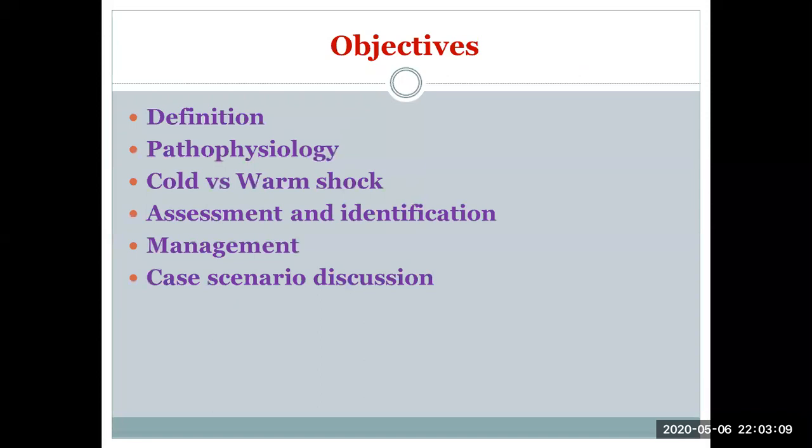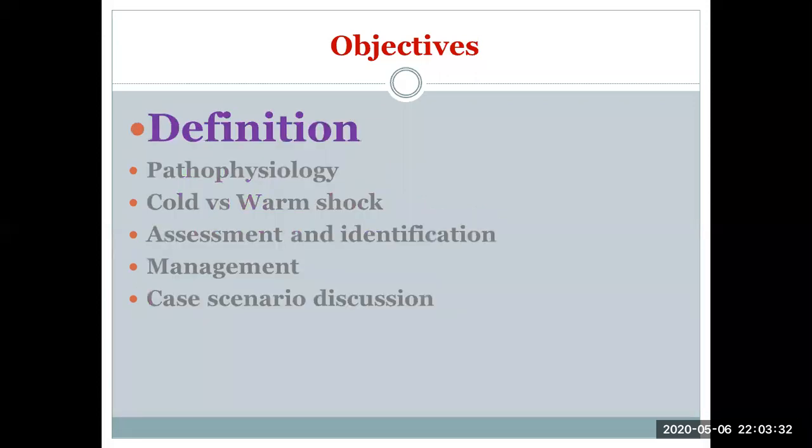Starting with the objectives of my lecture, we will have the definition, the pathophysiology, the types of shock, cold versus warm shock, assessment and identification criteria, management according to the latest guidelines, and if we have some time, we will discuss a case scenario, a case discussion-based scenario. Starting with the definition.